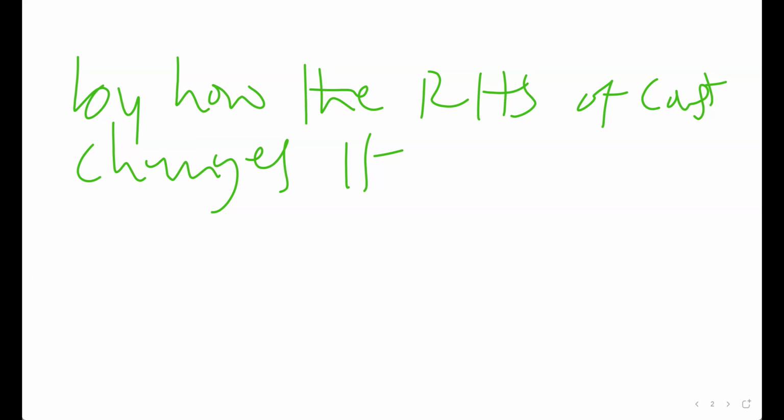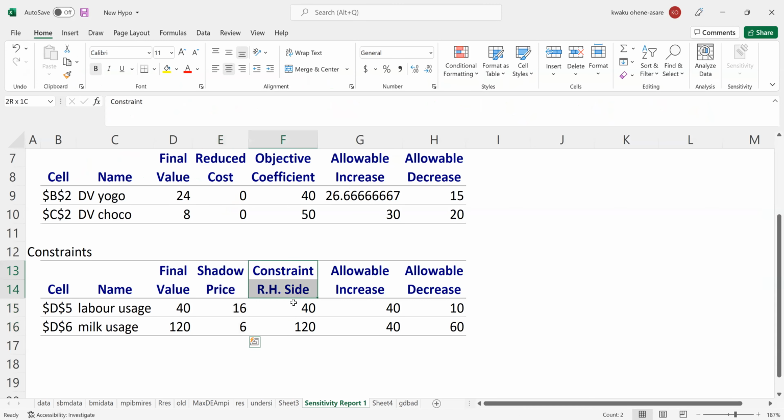Let me just take you back to the sensitivity report. The dual. Now, what is the right-hand side of the constraint? This one, 40 and 120. When the right-hand side of the constraint changes by 1 unit, how much is that going to affect the objective function value? Now, at this stage, you should know the objective function value.